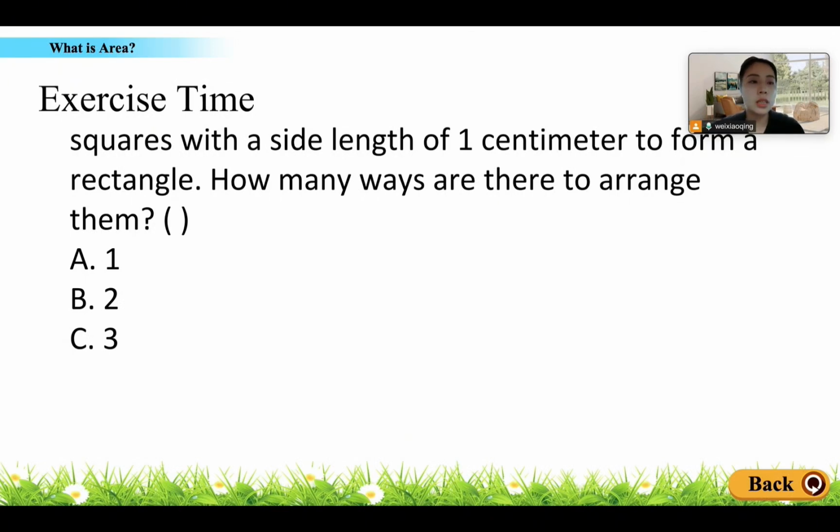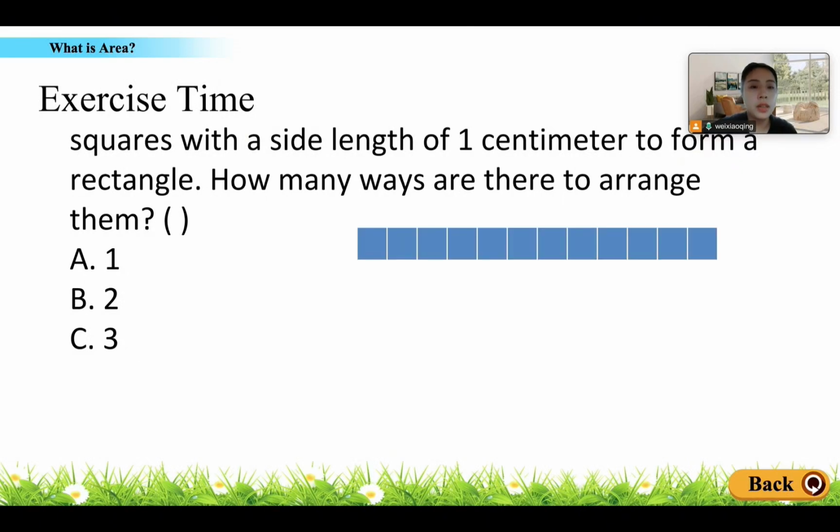Next question. Use 12 squares with a side length of 1 centimeter to form a rectangle. How many ways are there to arrange them? According to the property of rectangles, opposite sides are equal, we can use these 12 squares to draw three different rectangles.